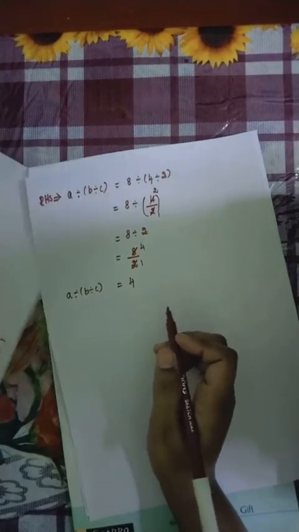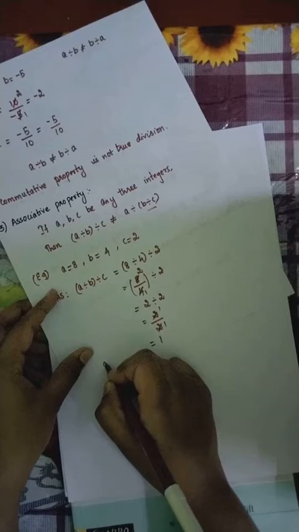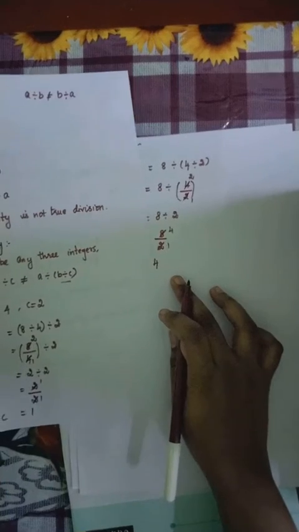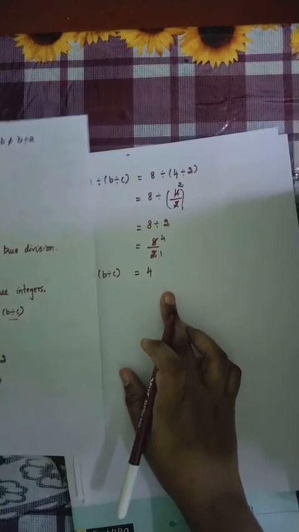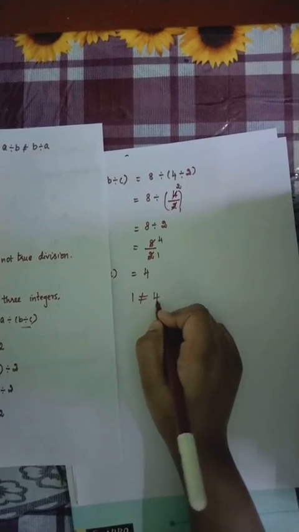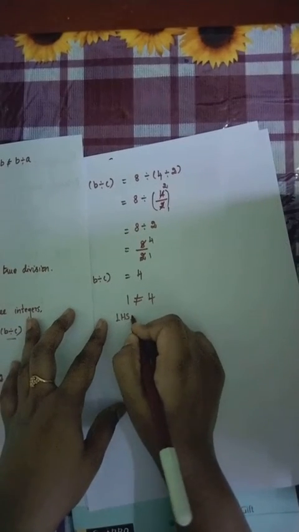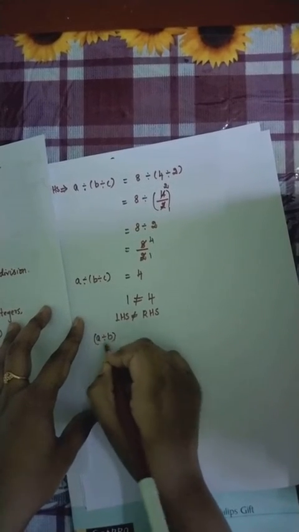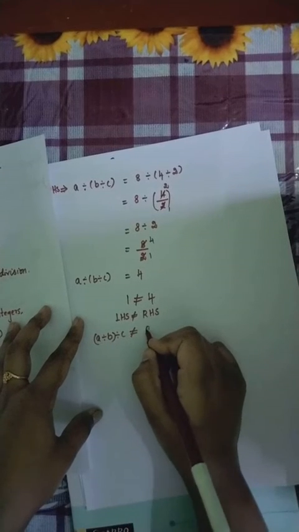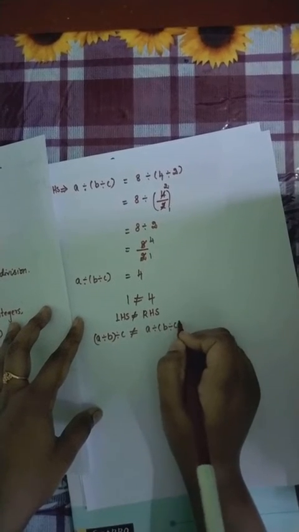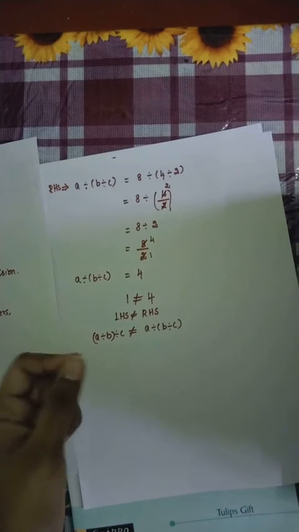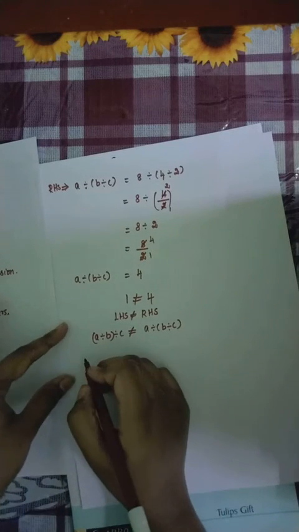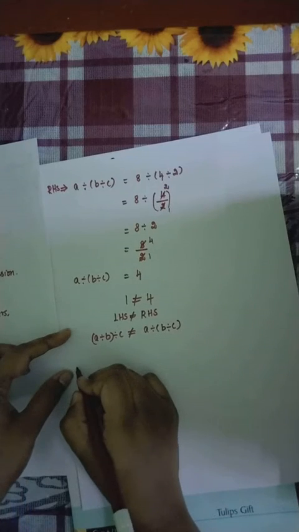For the LHS side, what do we get as the answer? 1. Whether 1 and 4 are the same? It is not the same. 1 is not equal to 4. So LHS is not equal to RHS. So a divided by b divided by c is not equal to a divided by b divided by c. So associative property is not true under division.